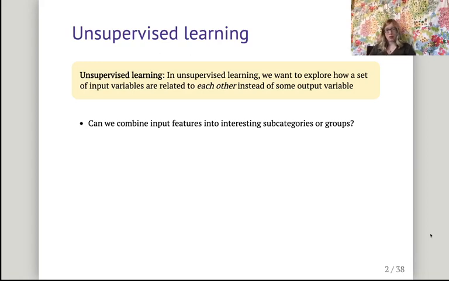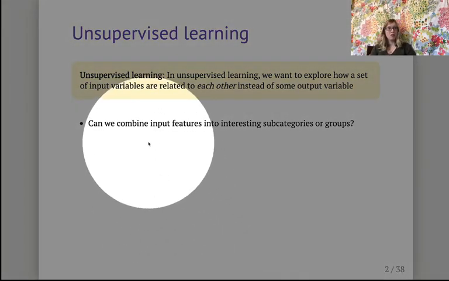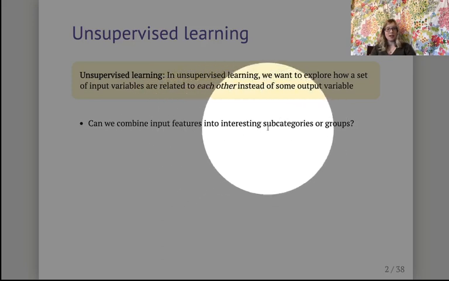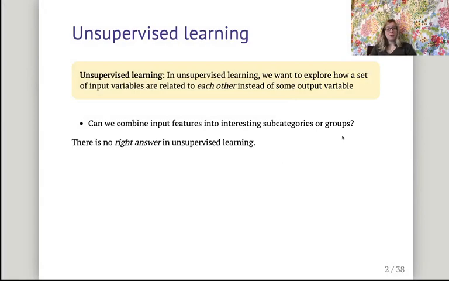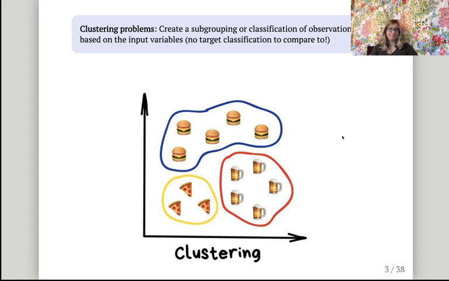Now, the kinds of questions that we ask when we're doing unsupervised learning: is there a way that we can combine our input features? Can we make interesting subcategories? Or can we make interesting groups of observations? Now remember, there's no right answer in this unsupervised learning process. So really, this is more like exploratory data analysis than anything else. We're no longer trying to make predictions.